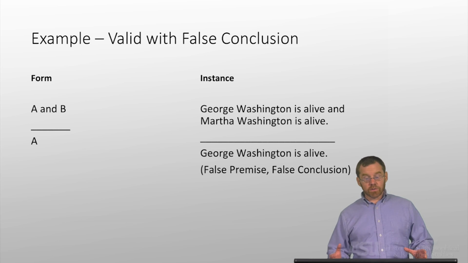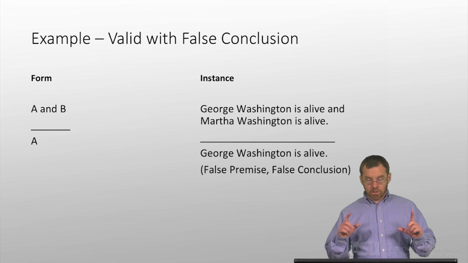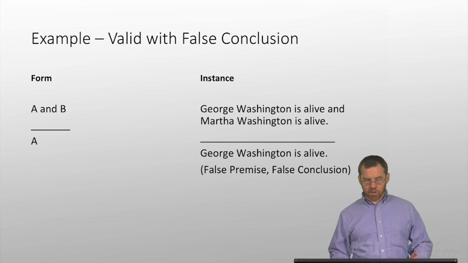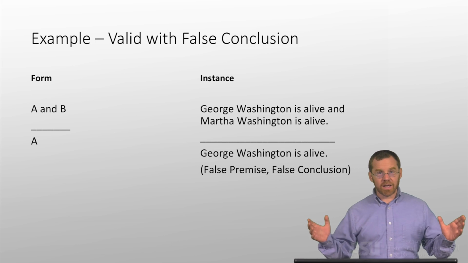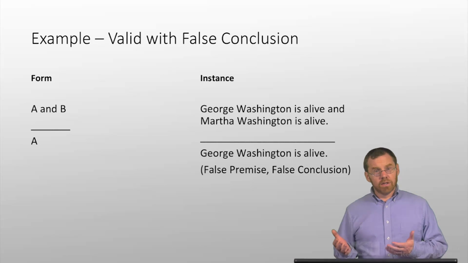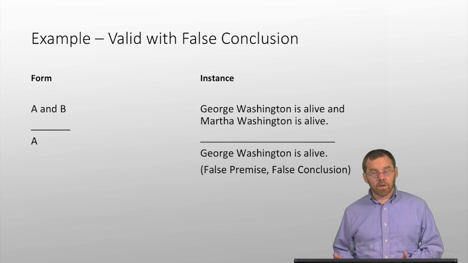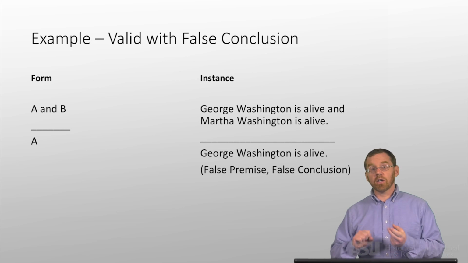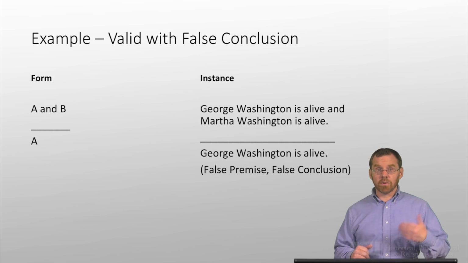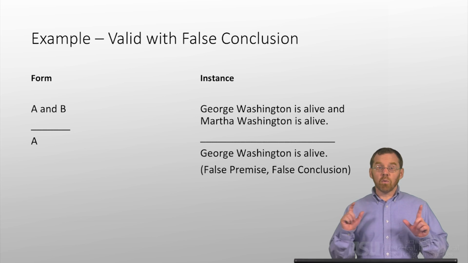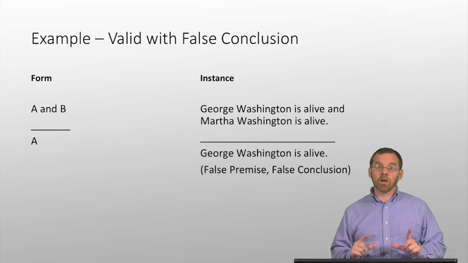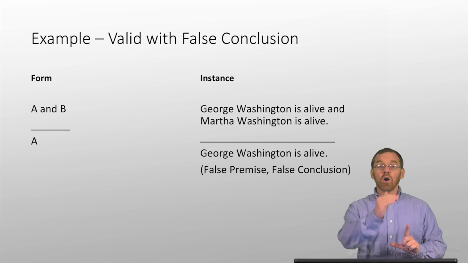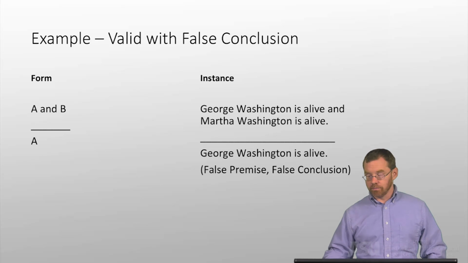Here's a valid argument with a false conclusion. George Washington is alive and Martha Washington is alive. Therefore, George Washington is alive. Well, they're both dead, so that premise is false. The conclusion is also false. So as we've seen, you can have valid arguments with true premises, you can have valid arguments with false conclusions. You can have valid arguments also with false premises and with true conclusions. The one thing you can't have is a valid argument that has both all true premises and a false conclusion.